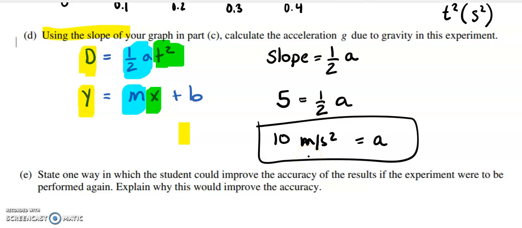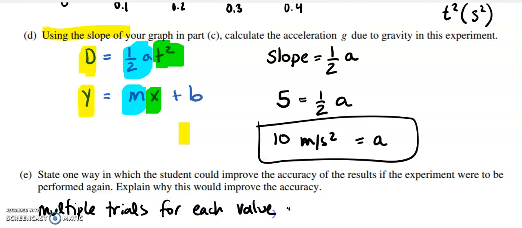Cool. So let's go ahead and just look at part E. So state one way in which a student can improve the accuracy of the results of an experiment, if the experiment were to be performed again. Explain why this would improve the accuracy. Cool. So one good thing that's always great to do is do multiple trials for each value of d. And doing more trials, and then again you take the average to get each value of d. This just reduces personal and random error in the experiment.